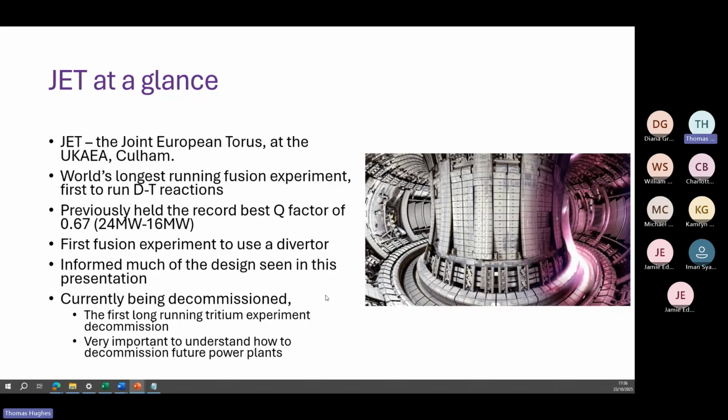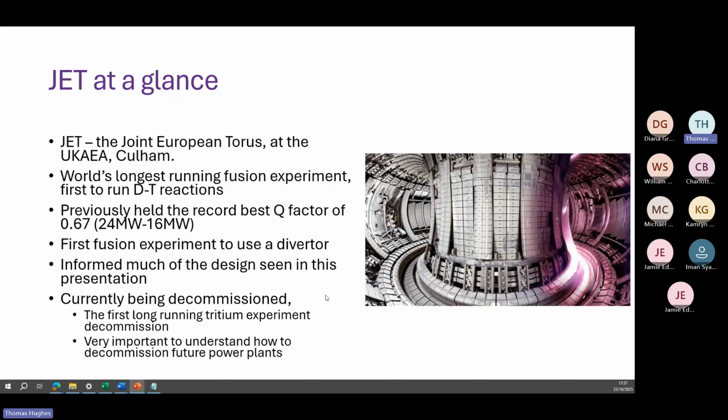Yeah, most of the design that you'll have seen in this presentation and for other reactors was influenced by JET and the experiments done at JET. It's currently being decommissioned. Any idea why that's important? It's the only one to run so long on tritium. So taking it apart safely is a massive, important job, and we'll learn a lot doing that.